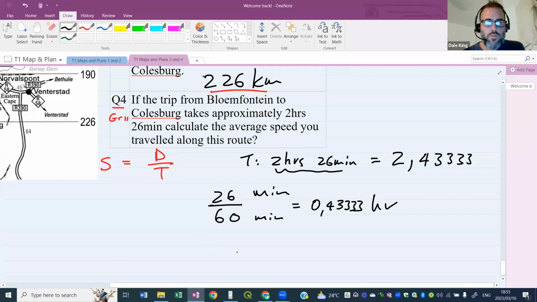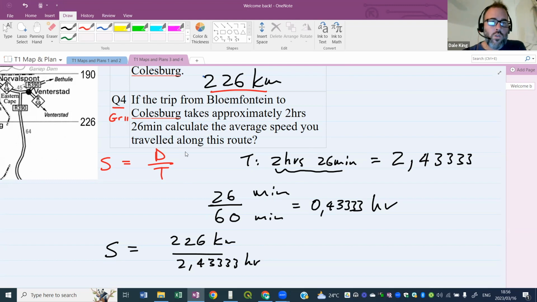Okay. So here's our formula. Speed equals, the distance is 226 kilometers. Sonia, if you wrote the units here, you would see that you've got kilometers on the top. And what Sonia did was she changed the hours and minutes format into just minutes. Okay. But we need kilometers per hour, so we need hour format at the bottom here. So it's 2.43333 hours. Okay, so if you write your units here, kilometers and hours, you're going to get your answer out in kilometers per hour.